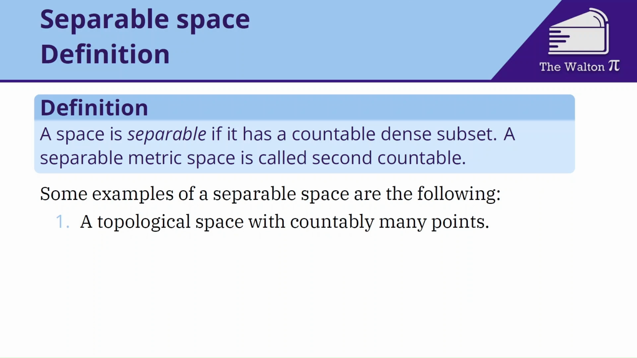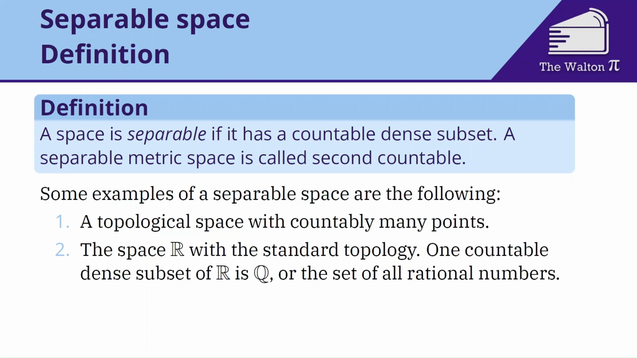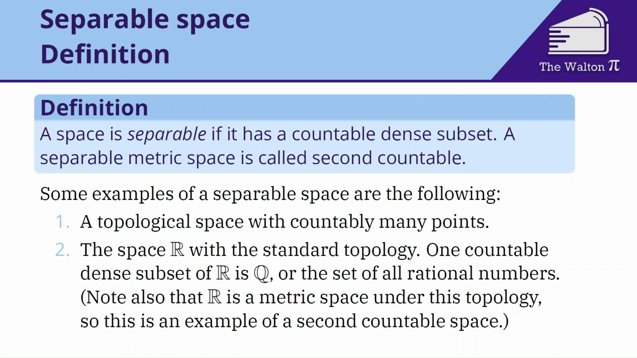A topological space with countably many points. The space R with the standard topology. One countable dense subset of R is the set of all rational numbers Q. That's going to be a countable dense subset. And then note that R is also going to be a metric space under this topology, so this is also an example of a second countable space.